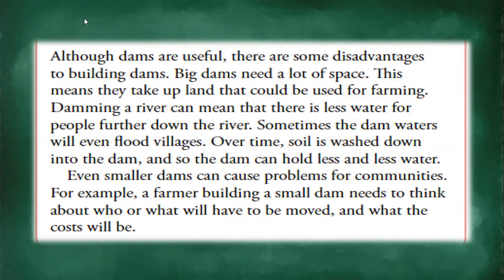Although dams are useful, there are some disadvantages to building dams. Big dams need a lot of space. This means they take up land that could be used for farming. Damming a river can mean that there is less water for people further down the river. Sometimes the dam water will even flood villages. Over time, soil is washed down in the dam, and so the dam can hold less and less water.